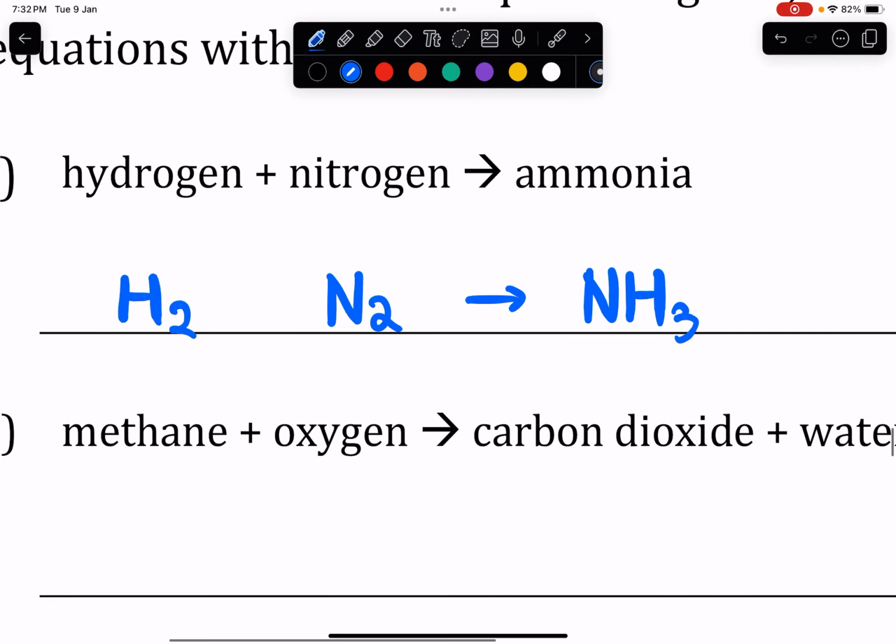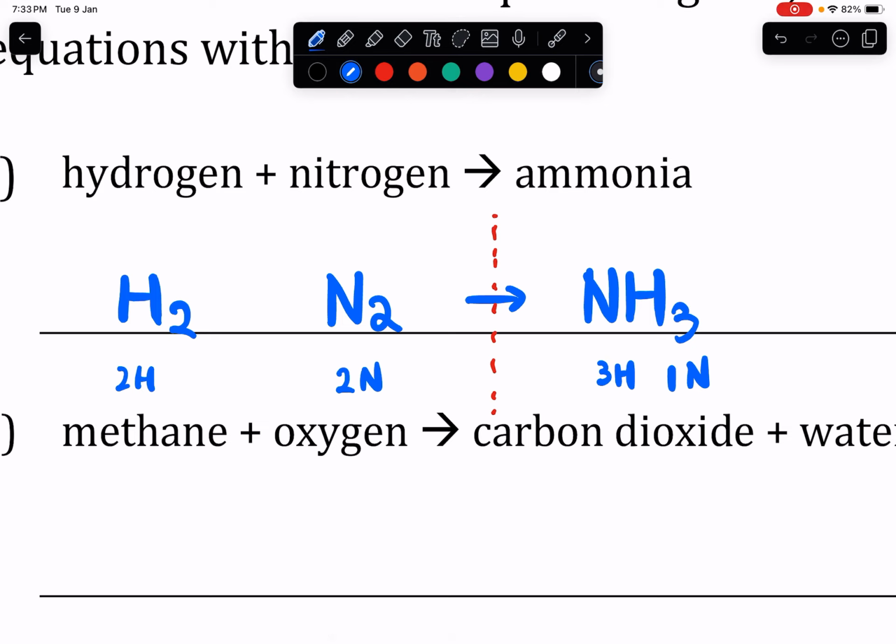And let's see on each side of the equation how many of each atom are there. Okay, on the left side I have 2 hydrogen, 2 nitrogen. On the right side I have 3 hydrogen and 1 nitrogen. Can you see that both H and N are not balanced? So how do I balance it? If you look here, 2 and 1, what's their lowest common multiple? It will have to be 2, correct? So I need to multiply the right hand side by 2.